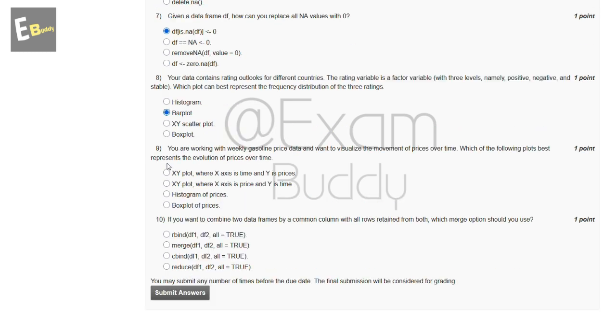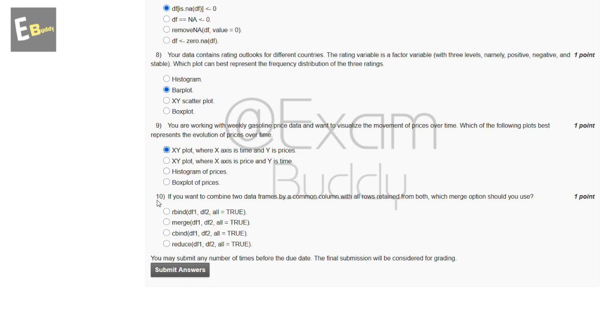Now the ninth question is: you are working with weekly gasoline price data and want to visualize the movement of price over time. Which of the following plots best represents the evolution of price over time? So these are the options: XY plot where x-axis is time and y is prices, XY plot where x-axis is price and y is time, histogram of prices, box plot of prices. So the answer of the ninth question is A, XY plot where x-axis is time and y is prices.